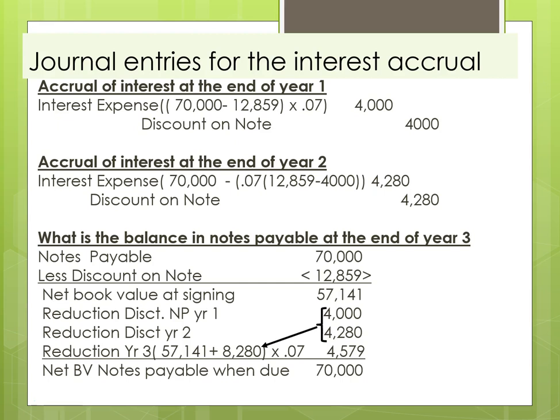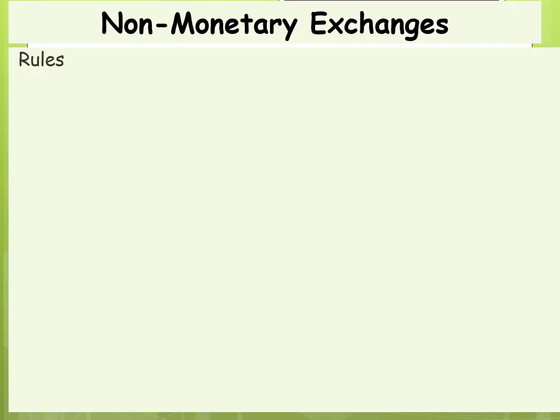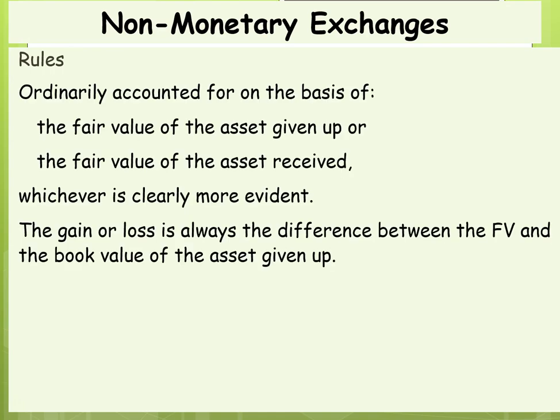Now, the last thing we're going to be talking about is non-monetary exchanges. A non-monetary exchange can include some cash, but it also cannot. So it could go both ways, but ordinarily it's accounted for on the basis of the fair value of the asset given up or the fair value of the asset received, whichever is clearly evident. Remember, the easiest thing to figure out is the gain or loss because it's always the difference between the fair value and the book value of the asset given up.